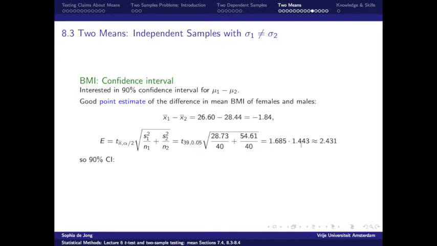Then times the square root and you find approximately this margin of error, so that means that our 90% confidence interval is equal to our point estimate minus the margin of error for the left bound and our point estimate plus the margin of error for our right bound. So this is the 90% confidence interval for the difference in mean body mass index of females and males.